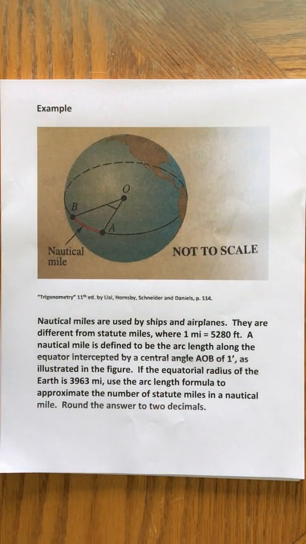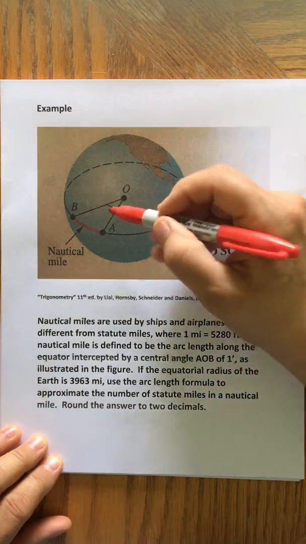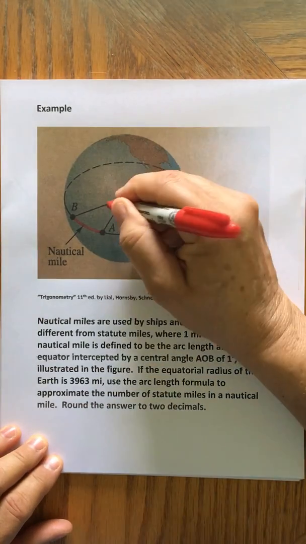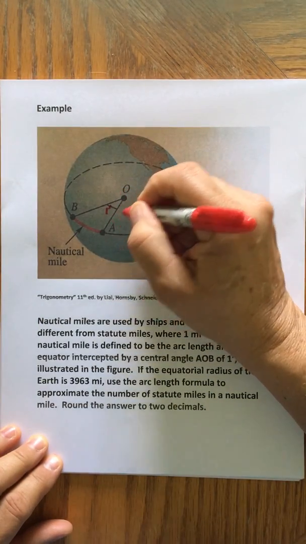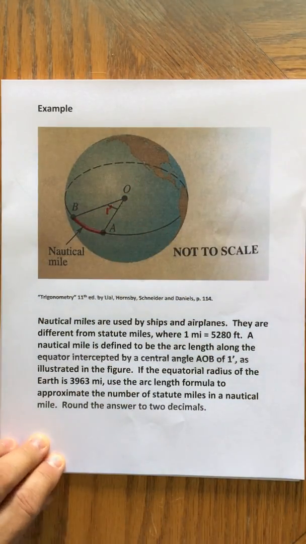So nautical miles are used by ships and airplanes. They are different from statute miles, which you might be more familiar with. A mile is 5,280 feet. So a nautical mile is defined to be the arc length along the equator intercepted by a central angle AOB of 1 minute. So essentially you have a rotation of 1 minute here. So that's 1 minute, and here's angle AOB, and this is your nautical mile.